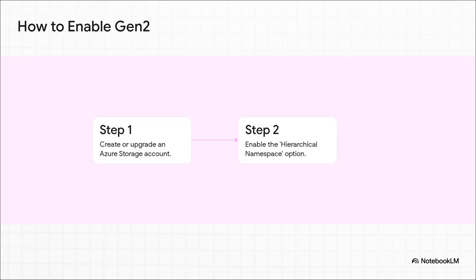So you're probably thinking, this sounds great. How do I get it? And honestly, it could not be easier. When you set up a new Azure Storage account, or even on one you already have, there's just an option you have to check. Enable hierarchical namespace. You flick a switch, that's literally it. You've just transformed a standard storage account into a supercharged data lake.